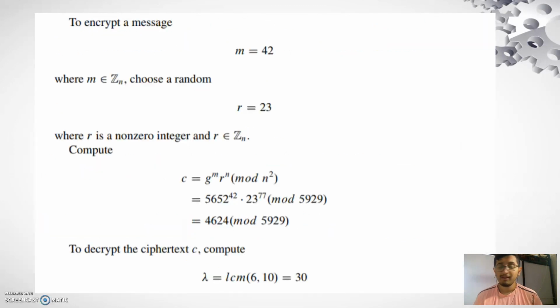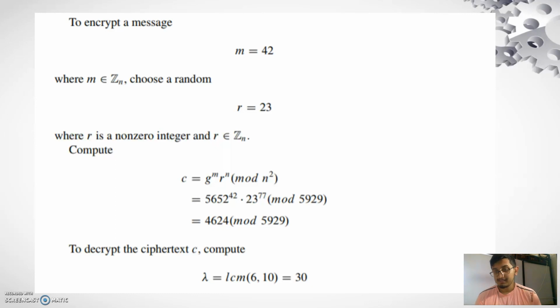Similarly, to encrypt, m is equal to 42, where m belongs to Z n. Then choose a random r. The r will be 23. We choose a random r in the range Z n. Then compute the formula of encryption. C is equal to g to the power m, r to the power n mod n square. Then all the calculations. So we get 4624 mod 5929 as the encrypted message.